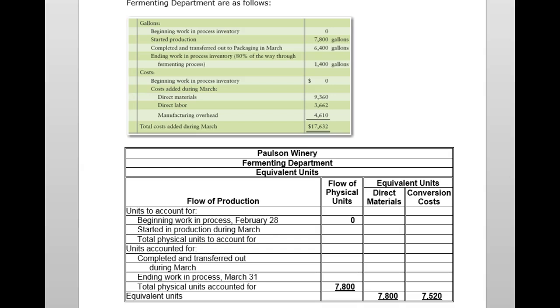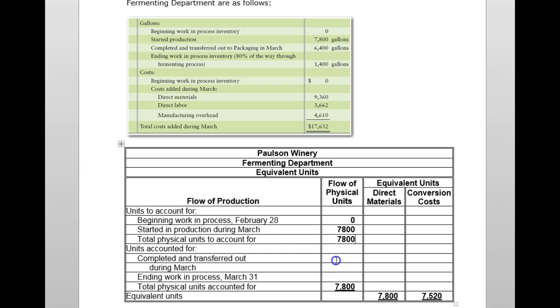So let's start. And I've given you numbers to shoot for. There's 7,800 here for direct materials, and 7,520 for conversion costs. What we're doing is we're looking at what was started, what was completed, and what is left in process. So the problem tells us that we started 7,800. We had no beginning inventory, so we have to account for 7,800 units. Now we're talking units, we're not talking costs yet.